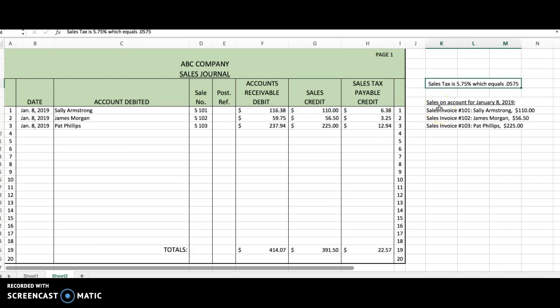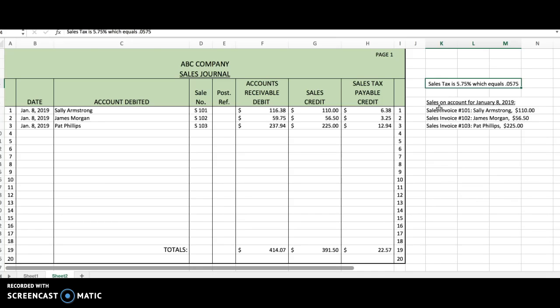This states that sales tax is 5.75%, which when you convert to decimal equals 0.0575. This is typically what is paid in Ohio. You will find that not only does the state charge sales tax, but also a local community may have a local sales tax that's added on to this. So the amount of sales tax, the percentage, may vary from place to place. But let's use 5.75% in our example here.